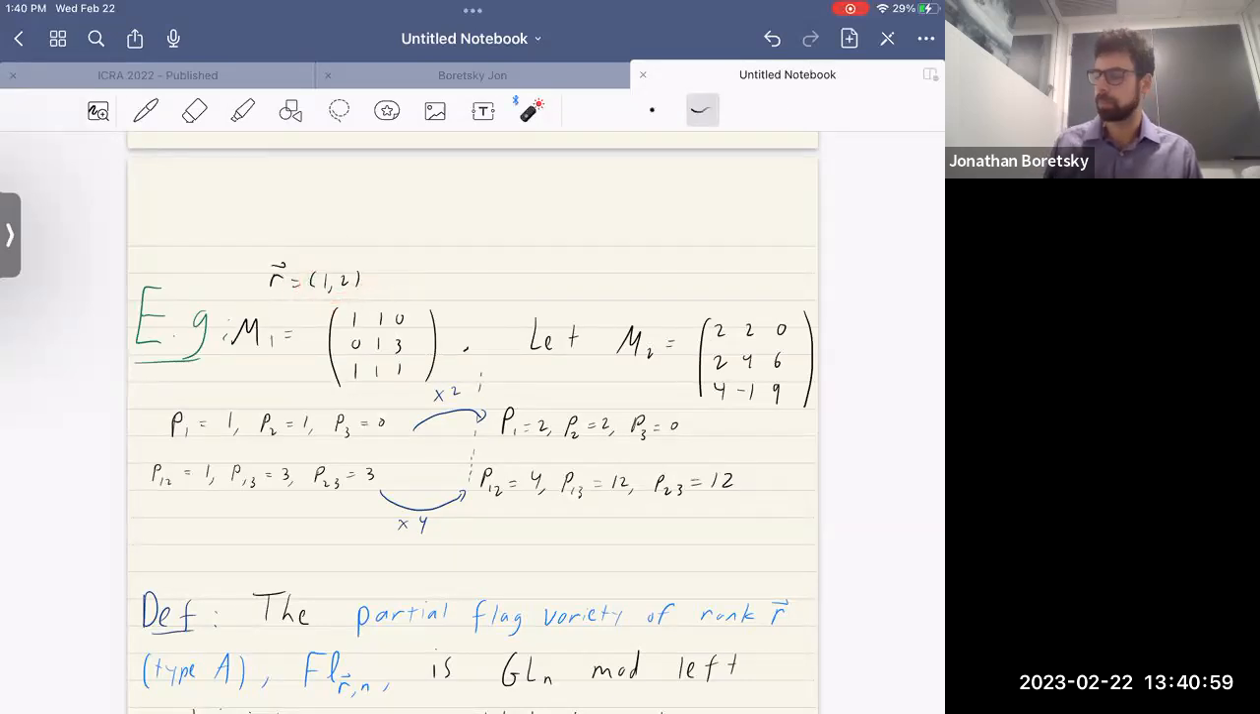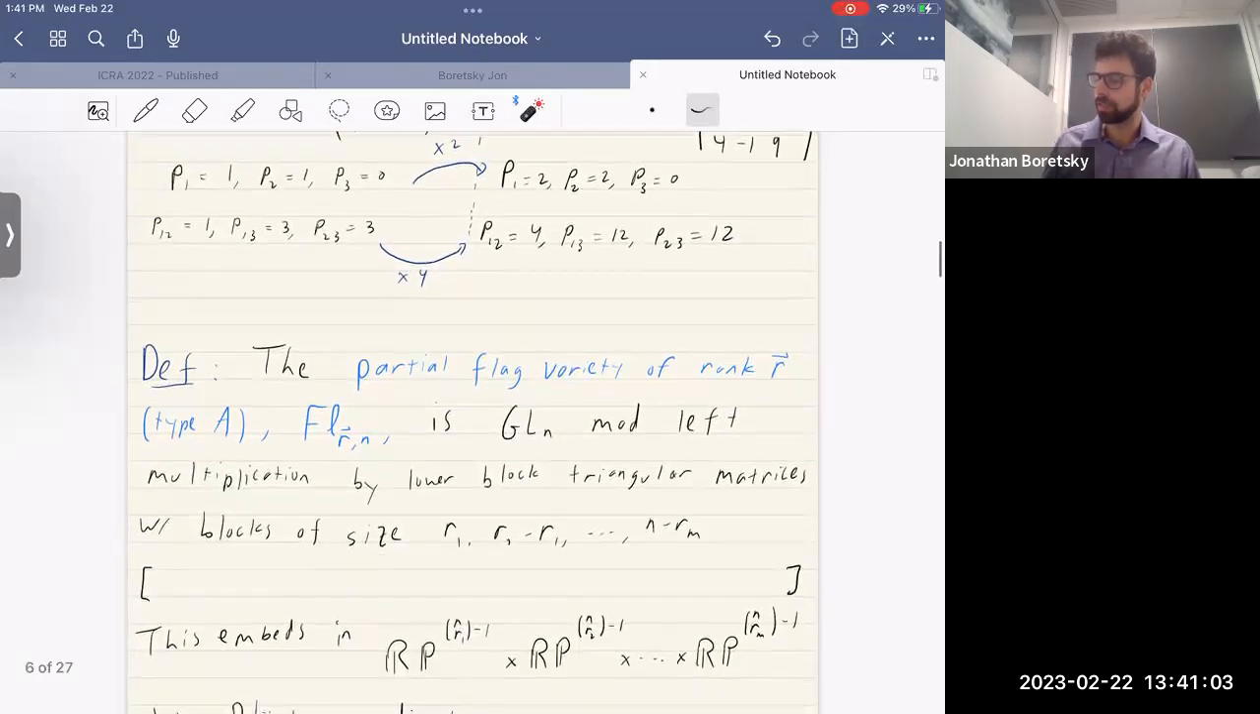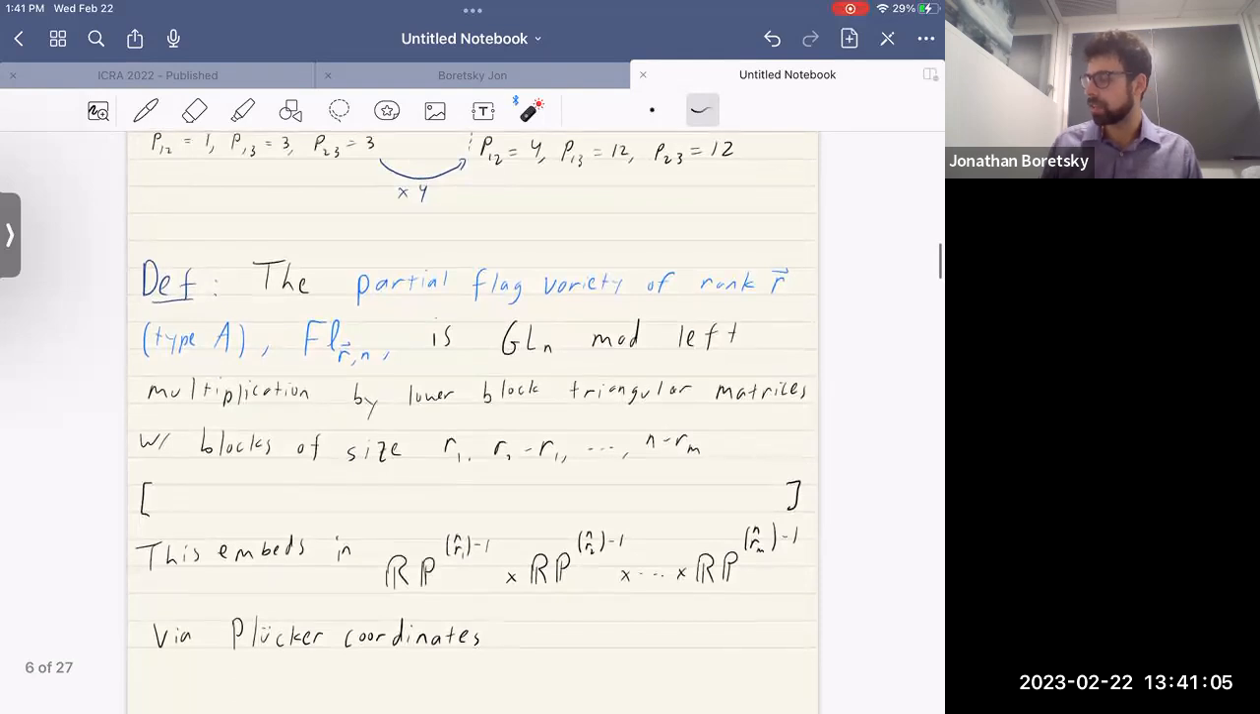Right, so that's just a quick example of how that works. And with that, we can finally define the partial flag variety. So the partial flag variety of rank R, at least of type A, we're not going to worry about other types right now, or in this talk at all, is denoted FL_R(n).